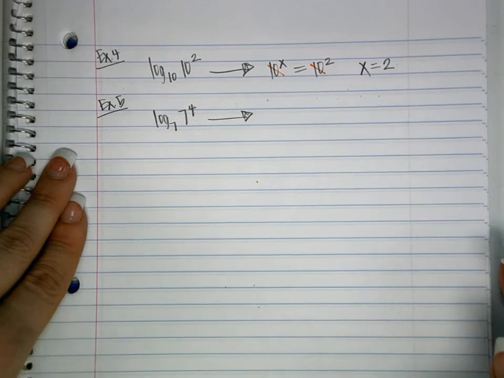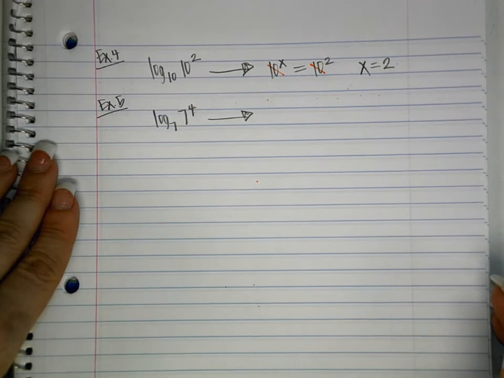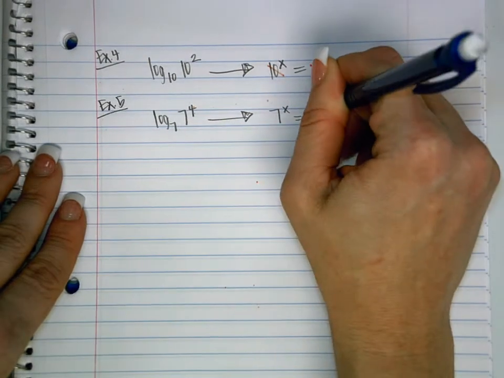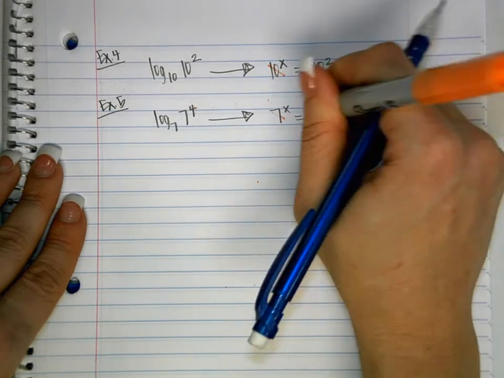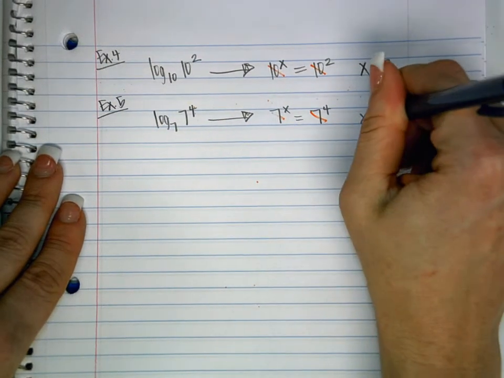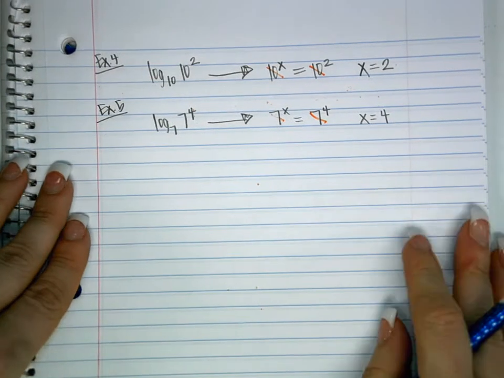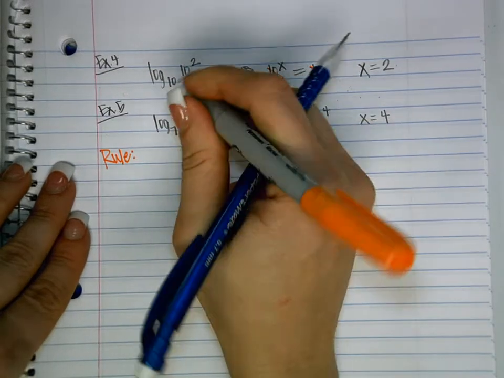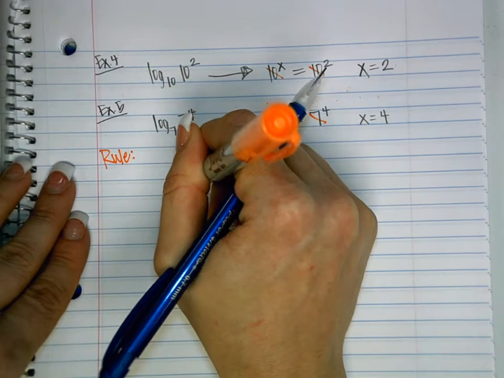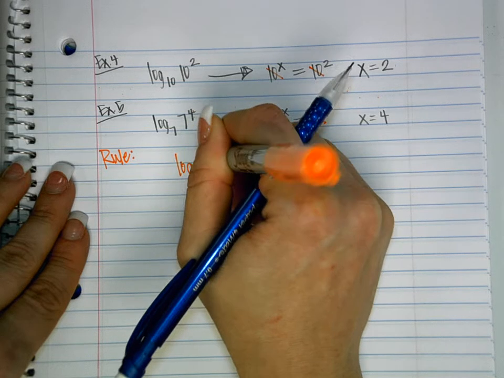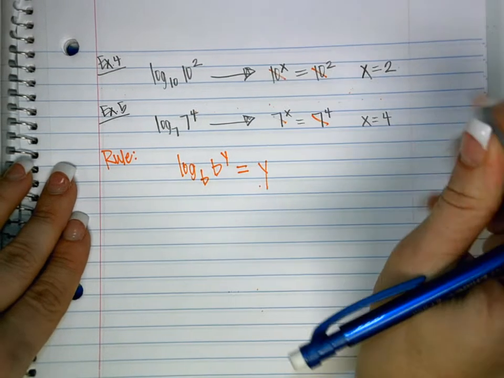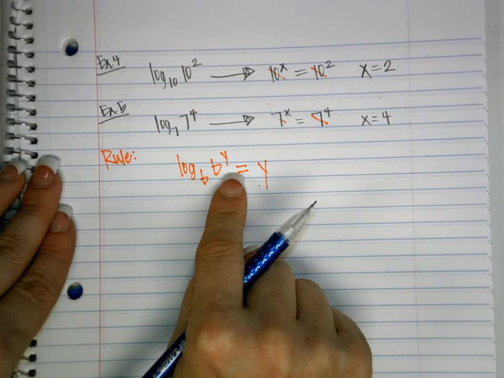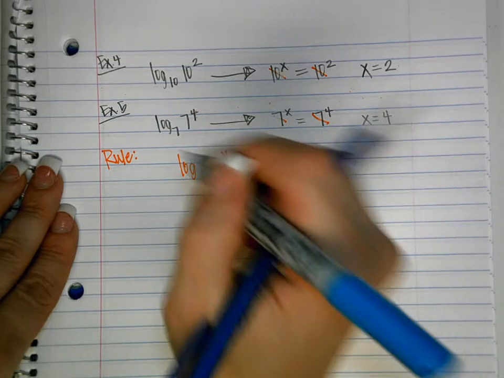Log base 7 of 7 to the 4th. How would I write this in exponential notation? 7 to the x equals 7 to the 4th. Drop your bases. x equals 4. Okay? Are you noticing a pattern here? Exactly. There is another rule or a shortcut that you can take. Anytime you have a log base b of b to the y, it will always equal y. If you have the same base and answer, they go away, and it always will equal y.